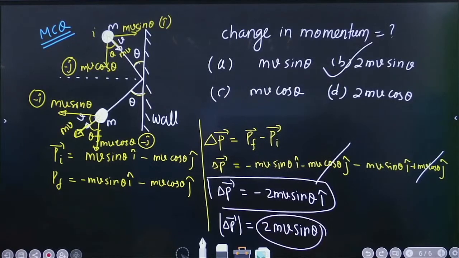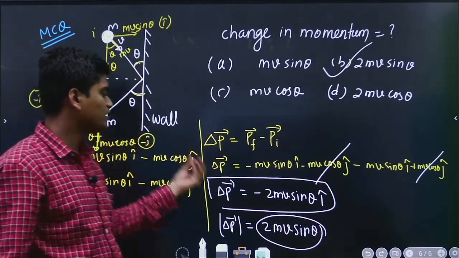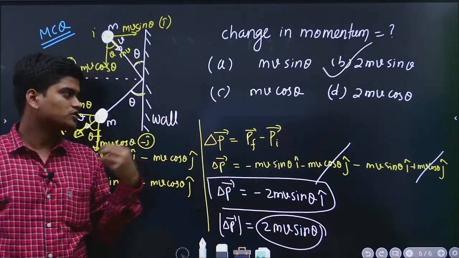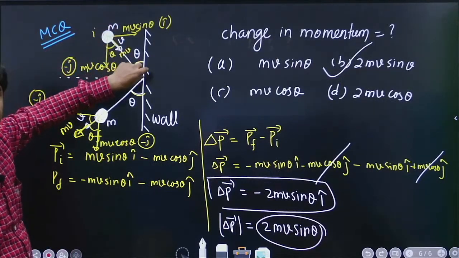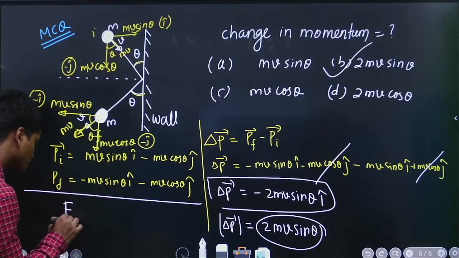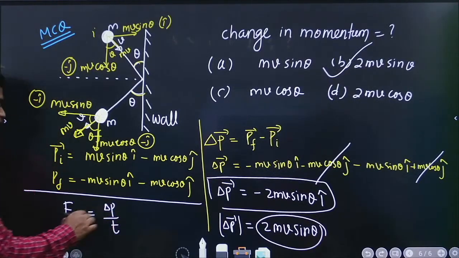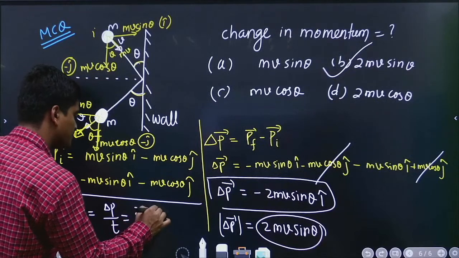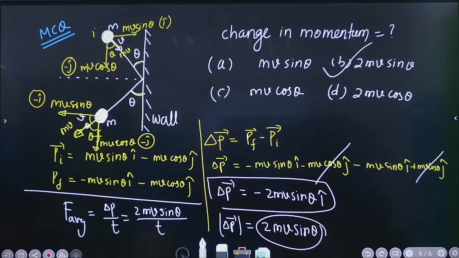Okay, so remember this type of thing. There can be many questions like this. Here it is coming like this and going like this, then what is the change in momentum? Or sometimes they can ask, suppose it is hitting here for a time t, then what is your average force? You can write the change in momentum by time t. So the average force is 2 mb sin theta by t.